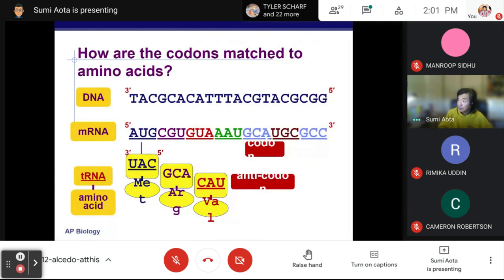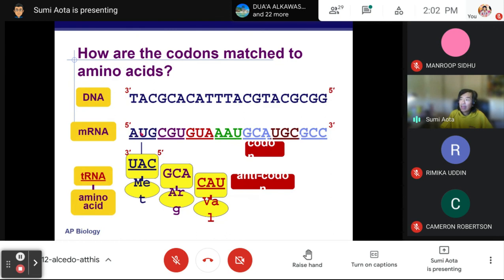So how are the codons matched to the amino acids? Well, there's the DNA, right? We can go to the mRNA, which are the codons. Well, what brings the proper amino acid in is something called a transfer RNA. So transfer RNAs are attached to the correct amino acid, to their amino acid, and the transfer RNAs are going to bring in the appropriate amino acid to the mRNA and the ribosome in order to bring the two sides together. How does the cell check?